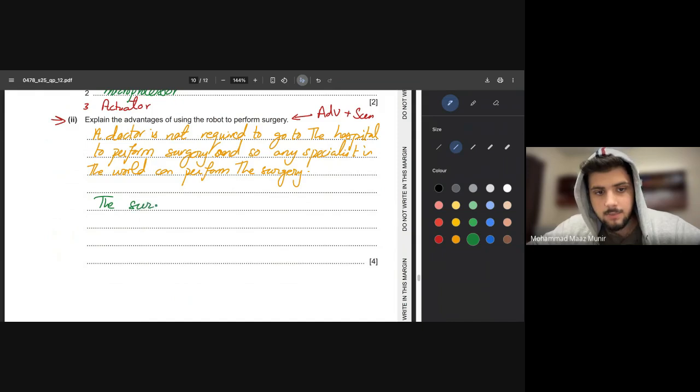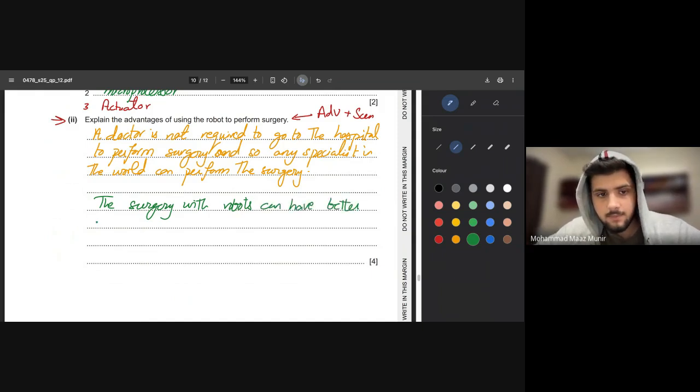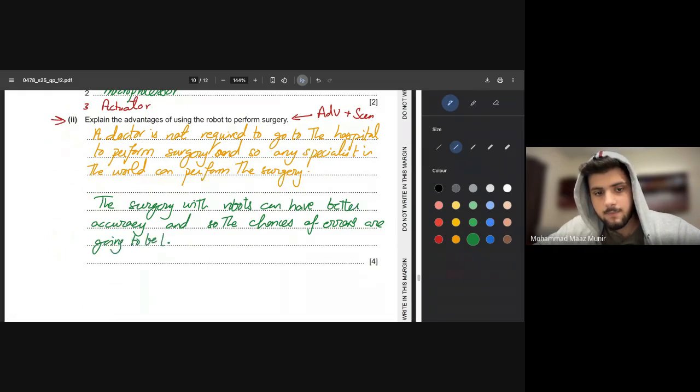the surgery with robots can have better accuracy, and so the chances of errors are going to be low, and the patient can recover in less time.